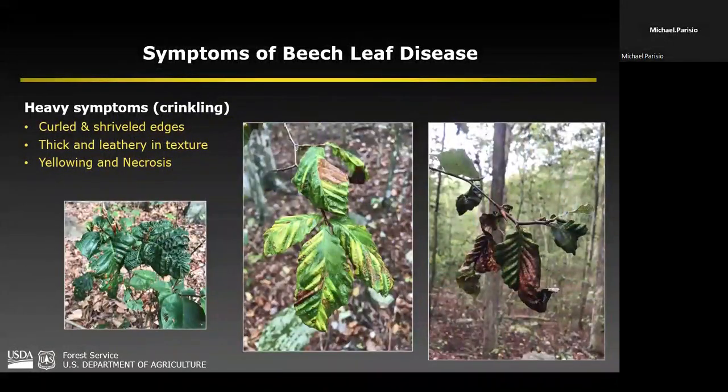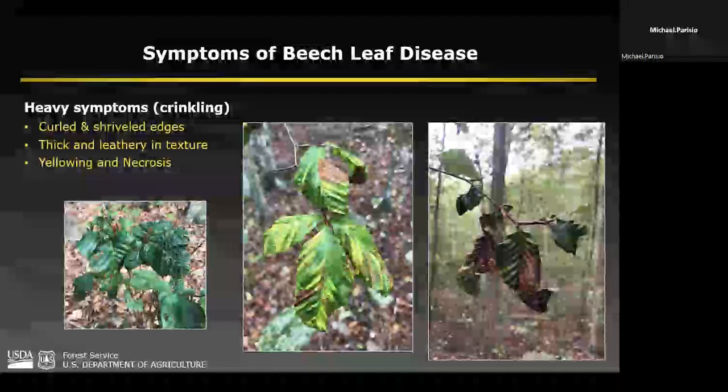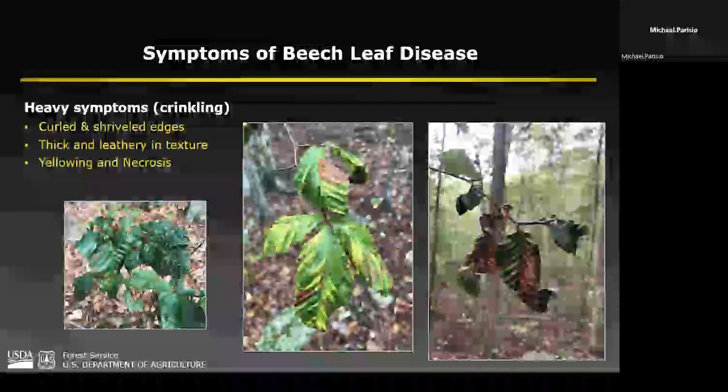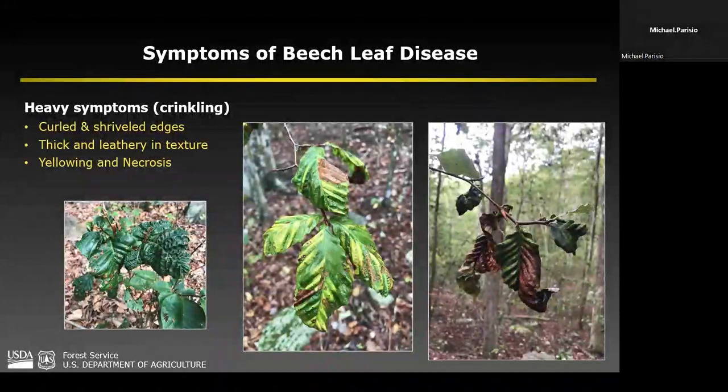And then we approach these more heavy symptoms as the disease progresses. This is often referred to as crinkled leaves. They're curled and shriveled along the edges of the leaf. The morphology also tends to be stunted, so they're smaller leaves in general. And they have this thick, leathery feel as well if you were to pick some up. As this progresses, it's also quite common to start seeing yellowing, a chlorosis that progresses into necrosis and tissue death.